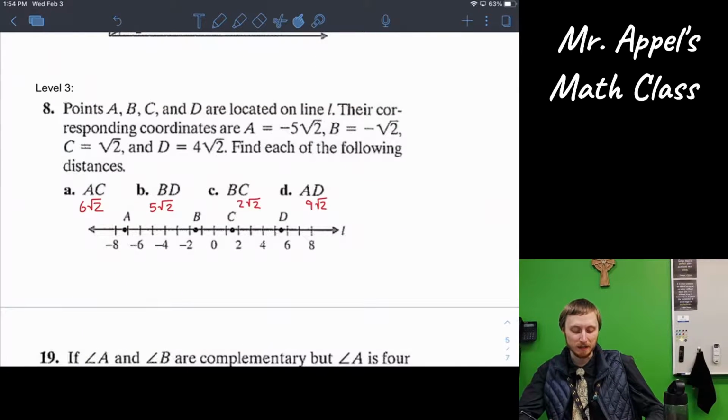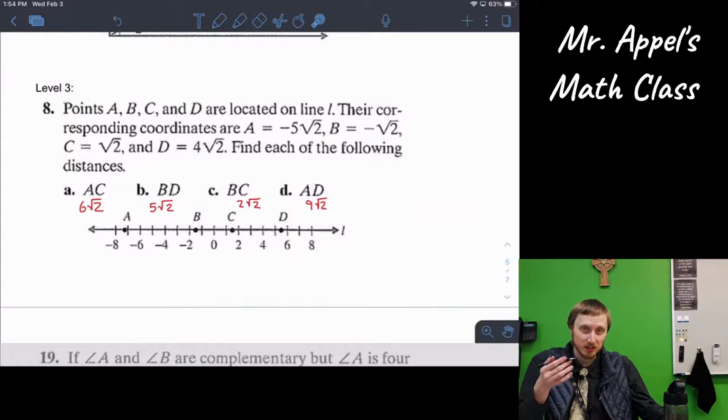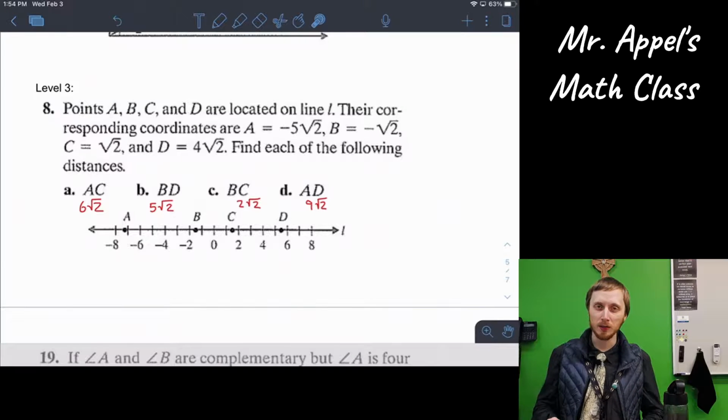First up, we have another set of distances, this time using irrational numbers instead of decimals, square root of 2 in this case, and since they're all square root of 2, this is actually almost easier than the decimals. This is just all multiples of root 2. So you've got 6, 5, 2, and 9 root 2 there. Get used to dealing with radicals and these irrational numbers. They're going to be all over the place in Algebra 2.